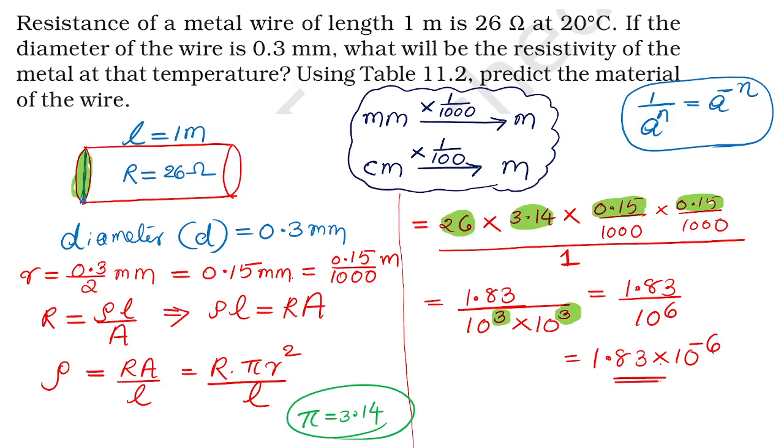And regarding unit, I forgot to tell you the unit of resistivity, but it is very simple. I will tell you right now. Rho equals RA by L. R has the unit ohm. Area has the unit meter square. L has the unit meter.